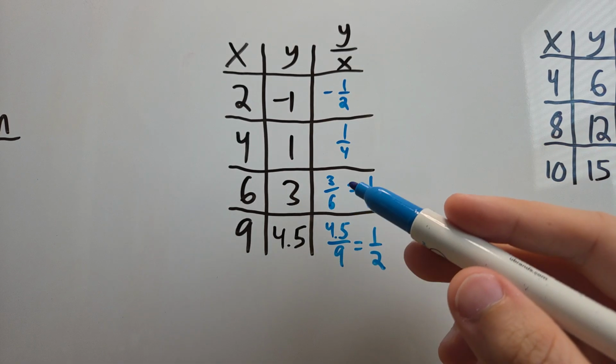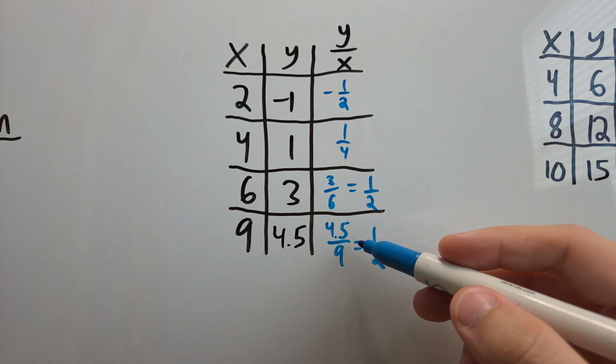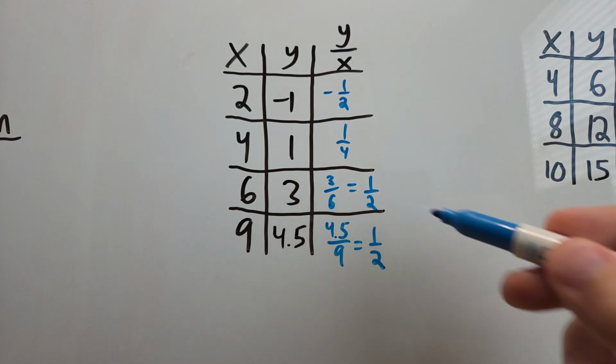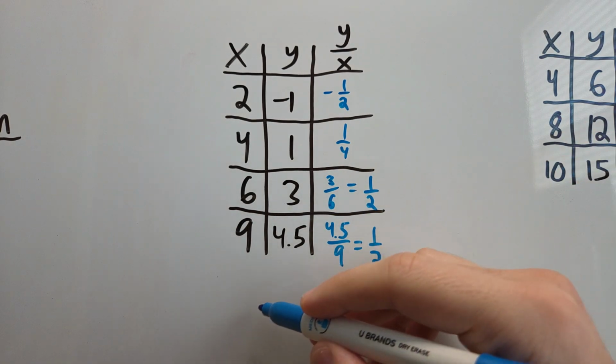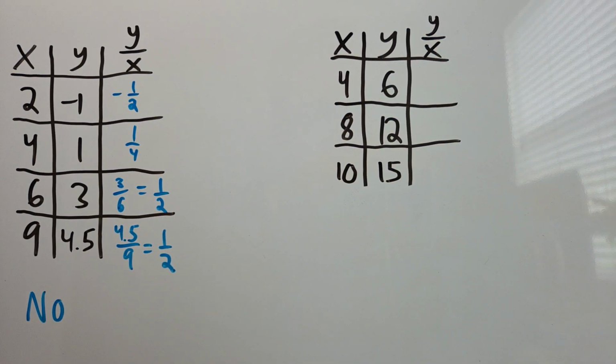So here the ratio y over x is not the same for all data pairs. Therefore, this is not a direct variation. So, no. Whereas this one, let's take a look here.